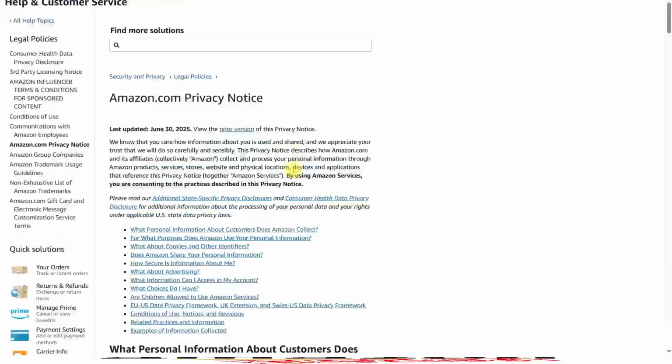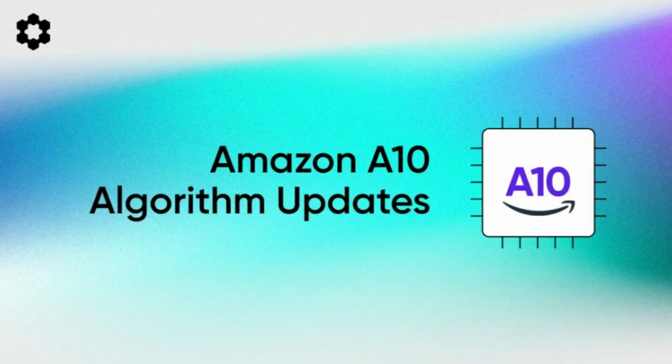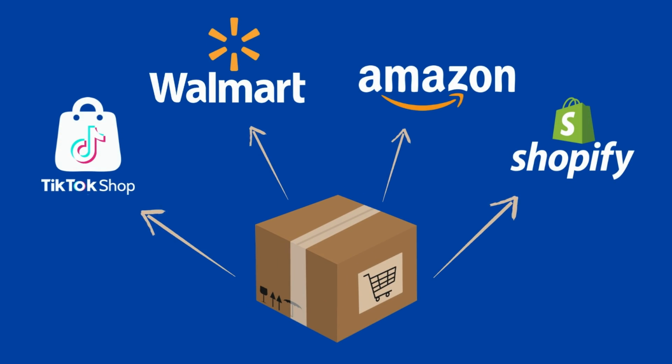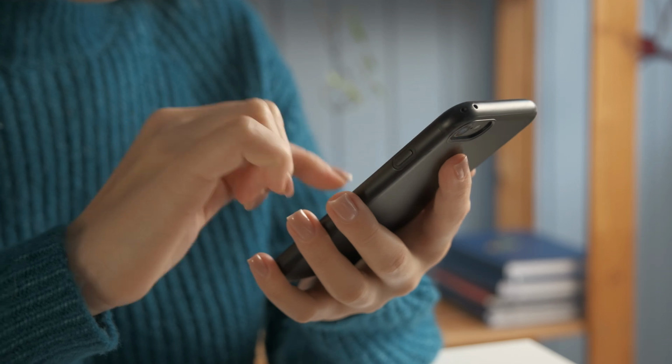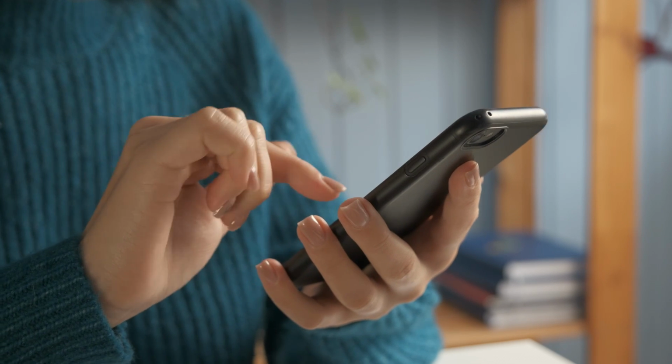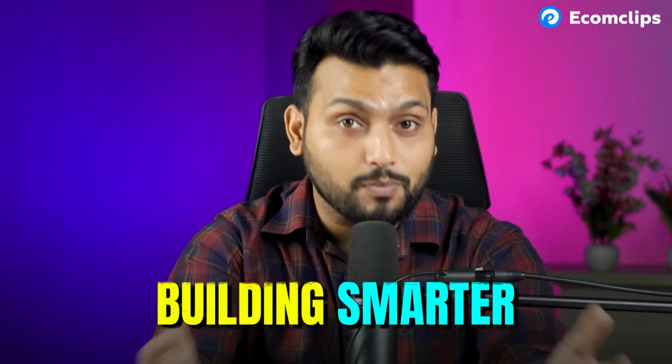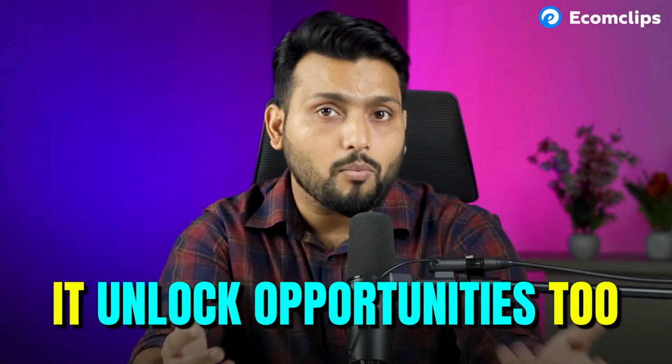One suspension, one policy change, or tiny algorithm update and your entire income can take a hit. But when you spread your business across multiple platforms, you gain stability, more customers, and long-term growth. It's not about leaving Amazon, it's about building smarter. Diversifying doesn't just protect your business, it unlocks new opportunities too.